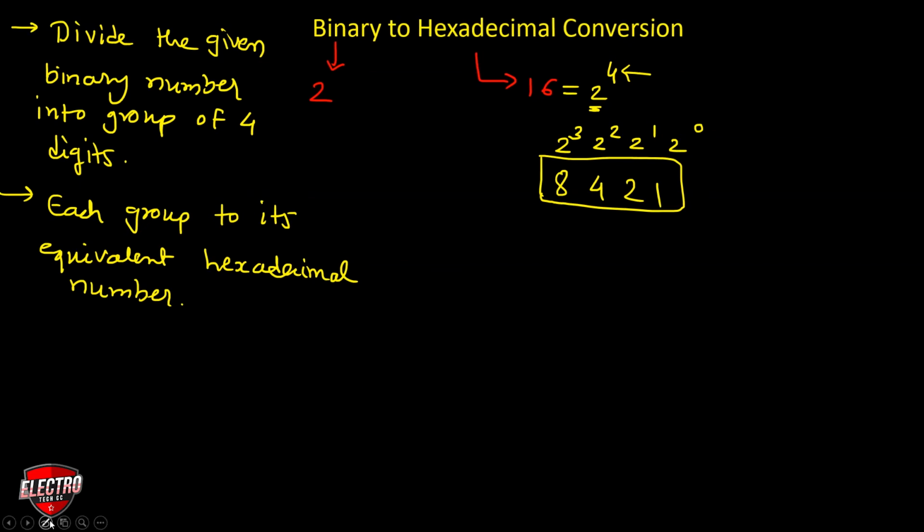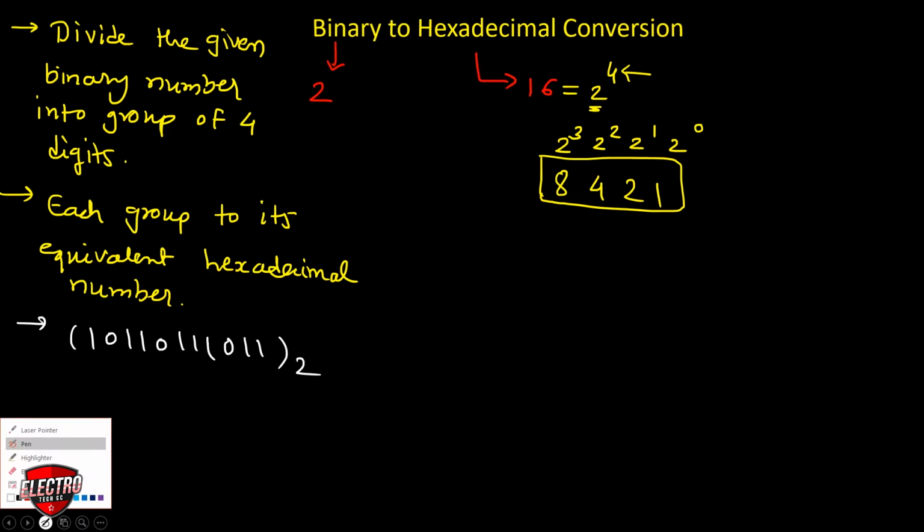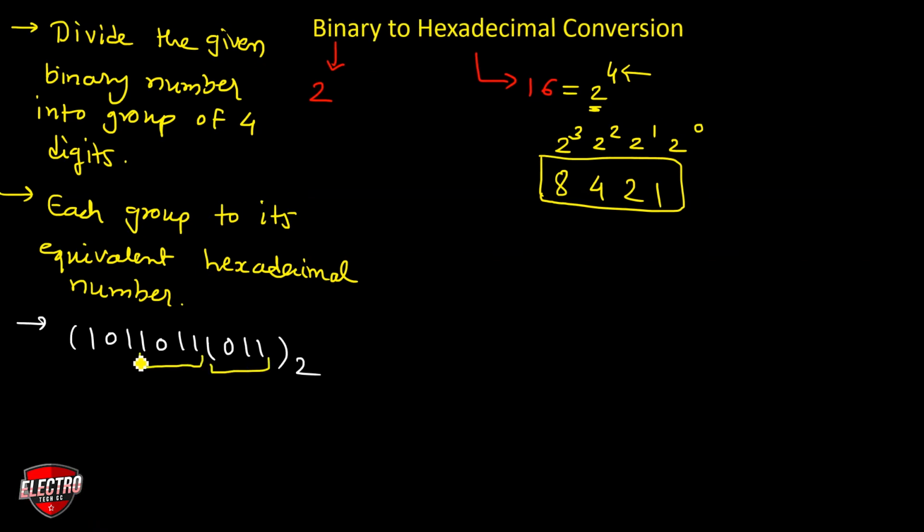Clear? For example, we have one number that is 101101111011, okay, in binary number system. So first step is to divide the given number into groups of 4 digits. In the last group we have only 3 digits, so we can add 10 on the left hand side of the given number. Okay, and then convert each group of binary number into equivalent hexadecimal number.